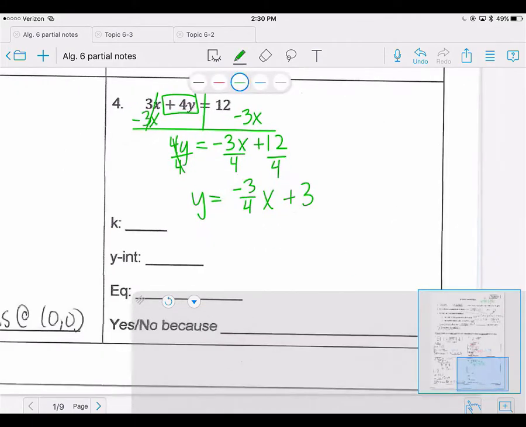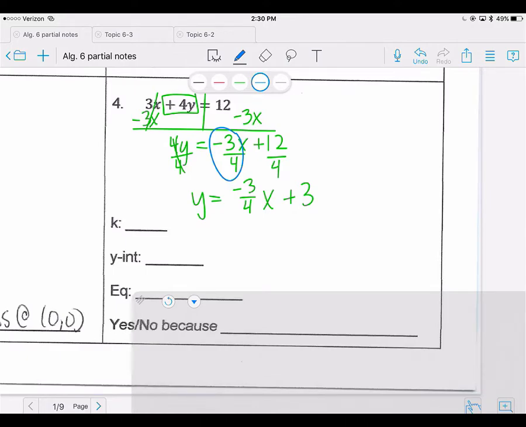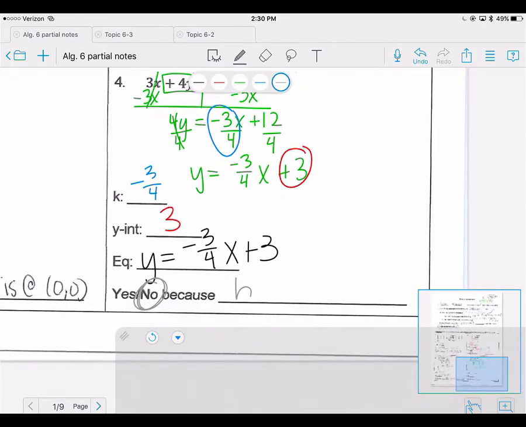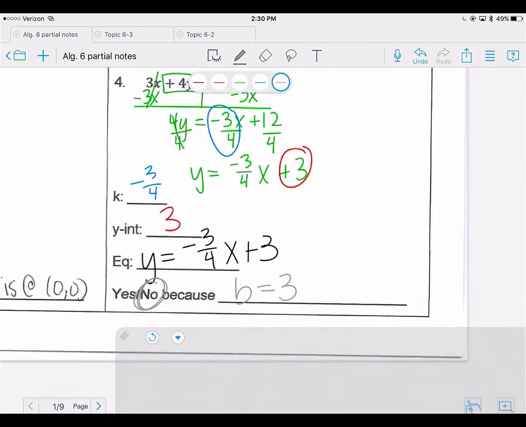Remember that if this does not simplify, you just leave it as -3 divided by 4. So my k value is -3 divided by 4. My y-intercept is 3. My equation we already found, -3/4 x plus 3. And this, again, is not an example because b equals 3. Because we have a y value, this is not an example of a direct variation.